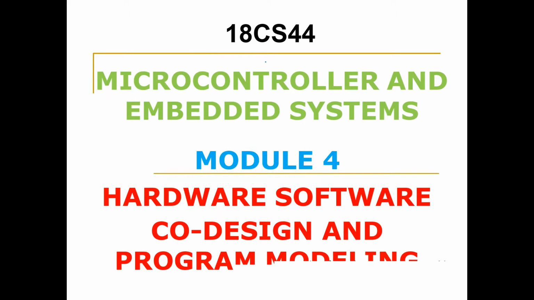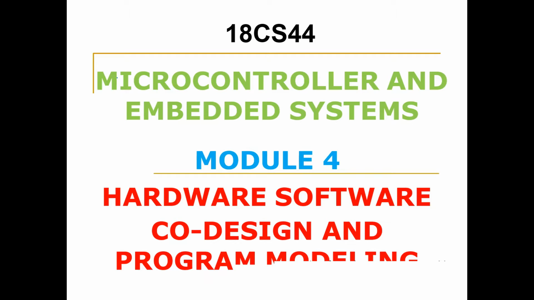Moving on to the third chapter of Module 4 of microcontroller and embedded system. This topic is all about hardware, software, co-design and programming model. Whatever we studied in the previous class were the subunits: we were looking into how an embedded system is going to look like, or what the different parts of an embedded system are.